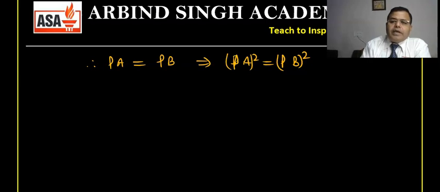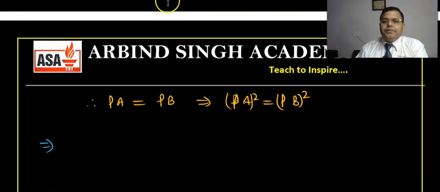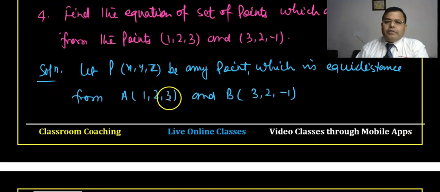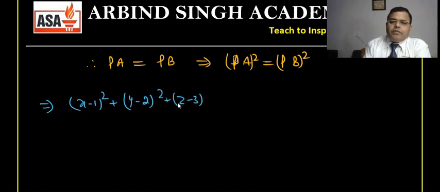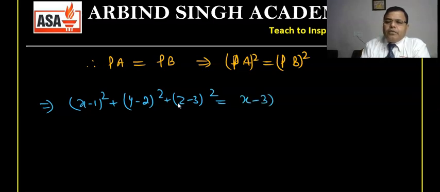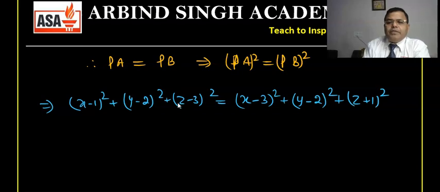And we will write, squaring both the sides, so there is no need to write the square root. And this implies what will happen? PA square is x minus 1 whole square plus y minus 2 whole square plus z minus 3 whole square. And here PB square is x minus 3 whole square plus y minus 2 whole square plus z plus 1, because minus minus is plus, whole square.